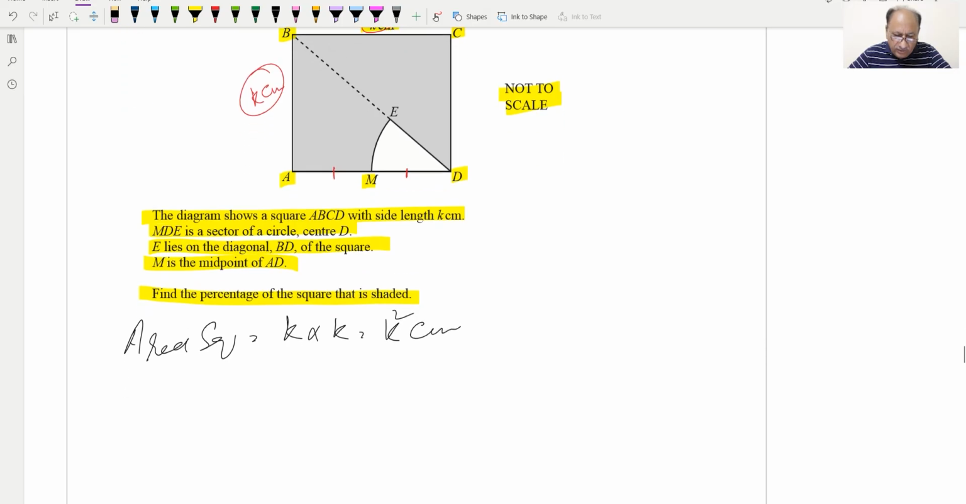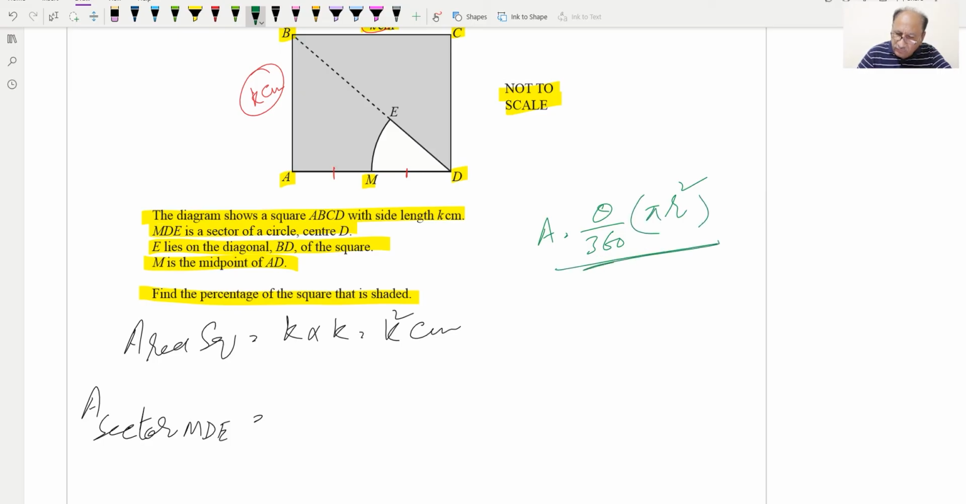And now we can find the area of the sector. The sector is MDE, which they have provided. We know the area of sector formula: area of sector is equal to theta over 360 into pi r squared. So this is the formula which we will be utilizing, and this will be theta over 360 into pi r square, where theta is 45.